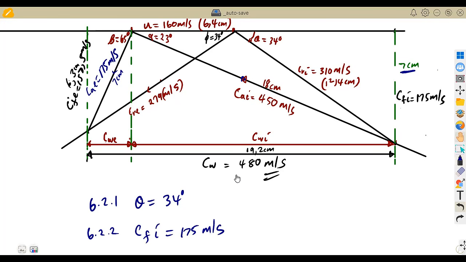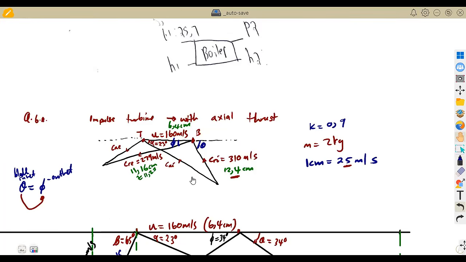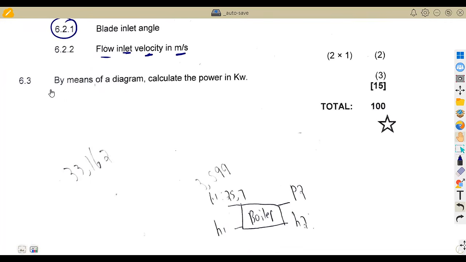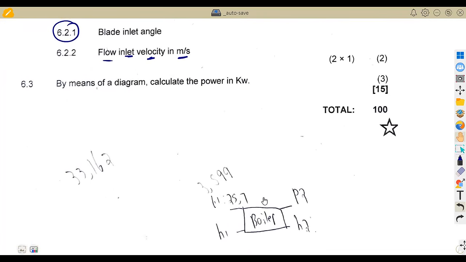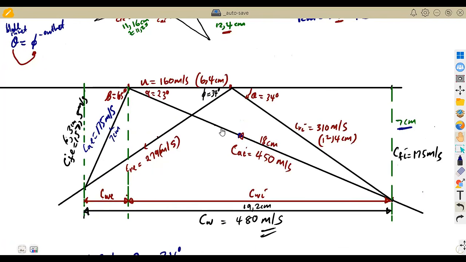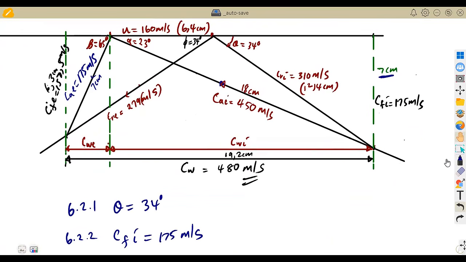All right. Then the other question was to determine by means of the diagram on 6.3, calculate the power in kilowatts. All right, so the power can be taken from the total flow velocity. We have got the wheel velocity in this case. So we're going to take this formula. I explained this formula also: for the power, simply use the mass times the blade velocity times the total wheel velocity. All right, that's it. We've got everything.